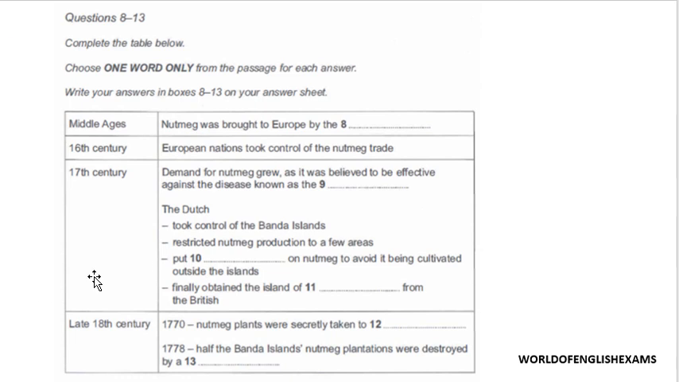In the same time period, what happened? The Dutch took control of the Banda Islands. Then they restricted the nutmeg production to a few areas. Then they put dash on nutmeg to avoid it being cultivated outside the island. So they added something onto the nutmeg to avoid it being cultivated outside the island. That means that whatever substance they added prevented nutmeg from growing. So what is it that we need to find?